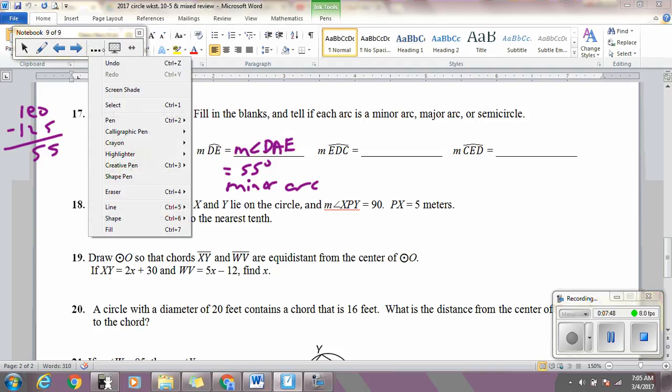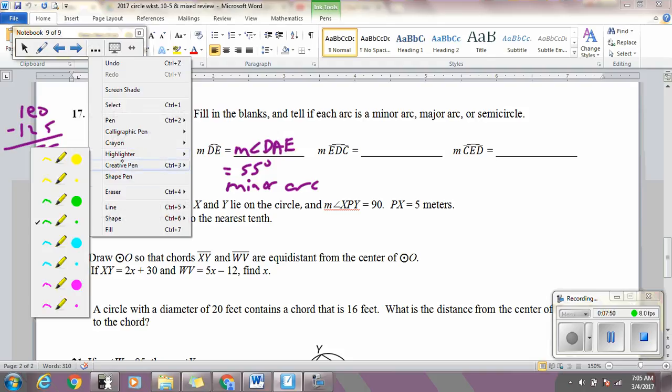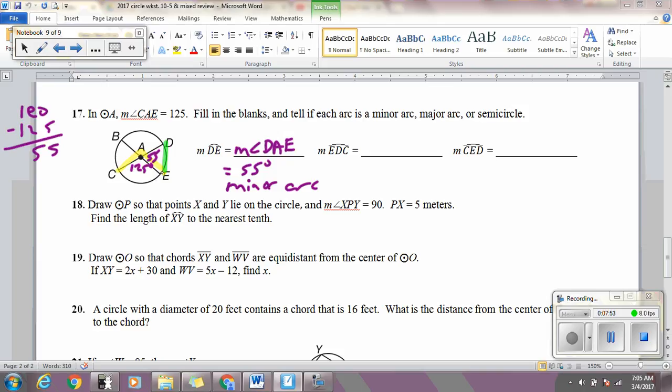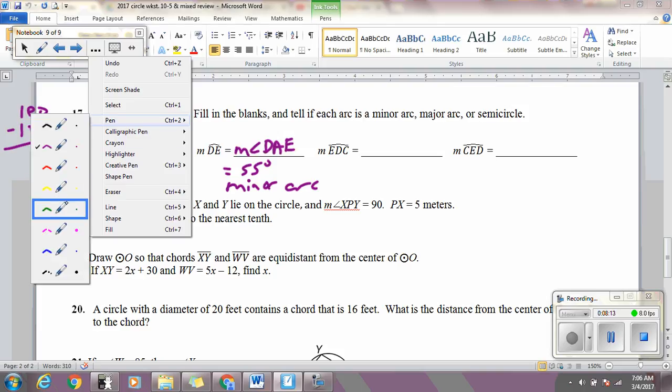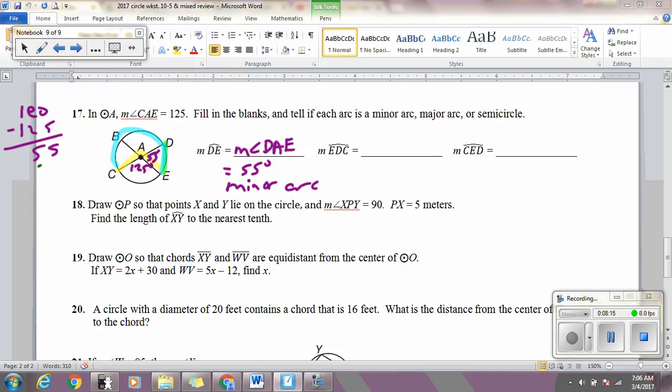Now it wants us to talk about arc EDC. So start at E, travel around to D, all the way around to C. If you notice, I nearly covered the entire circle with the exception of that one slice, the 125 slice. An entire circle measures 360 degrees. So I could take 360 minus that slice of 125, and I would get the entire measure of arc EDC.